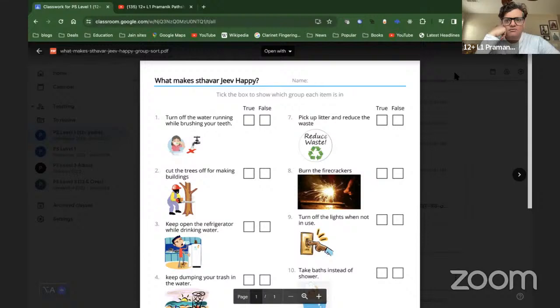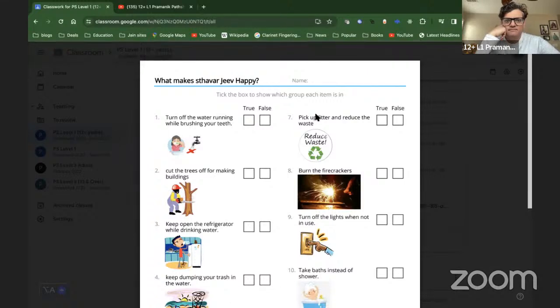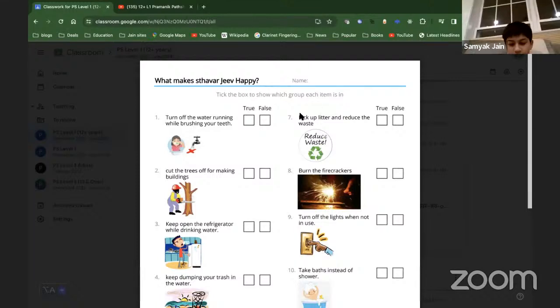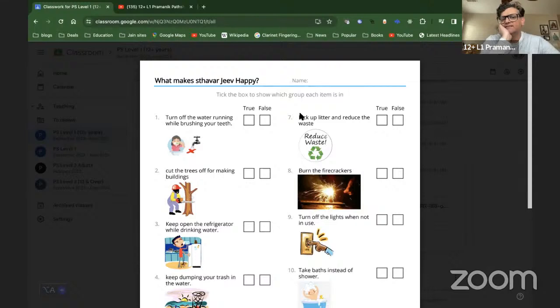Ashka, do you remember who the Sthawar Jeevs are? No? How about you, Samyak? No? Jeevs with all five senses? No, the answer is not true, at least not for Sthawar Jeevs. You can define it with that definition, of course, but these are not the Jeevs with all the five senses. They're missing them, right?